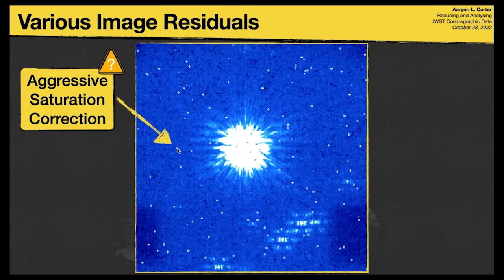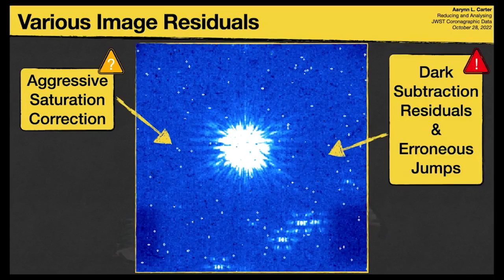I myself have found that they've been pretty reasonable to use when the saturation isn't too extreme. The major issue though really is this dark subtraction, residuals, and erroneous jumps. So you can see these black pock marks in the detector. This is from the dark subtraction files, these calibration files. They're not fully put together yet.